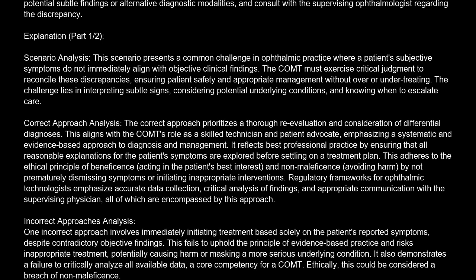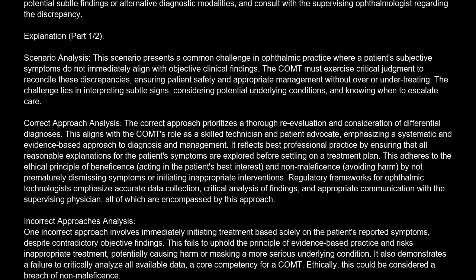Explanation. Scenario analysis. This scenario presents a common challenge in ophthalmic practice where a patient's subjective symptoms do not immediately align with objective clinical findings. The COMT must exercise critical judgment to reconcile these discrepancies, ensuring patient safety and appropriate management without over- or undertreating. The challenge lies in interpreting subtle signs, considering potential underlying conditions, and knowing when to escalate care.